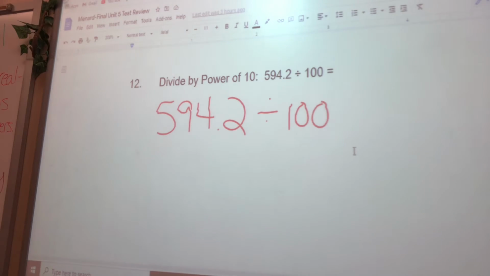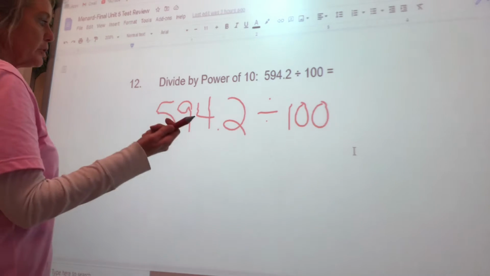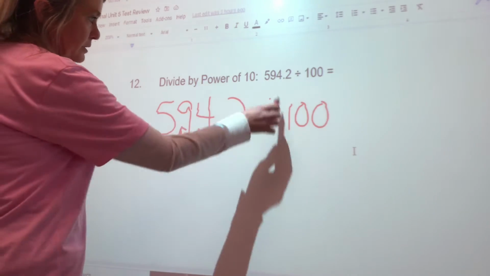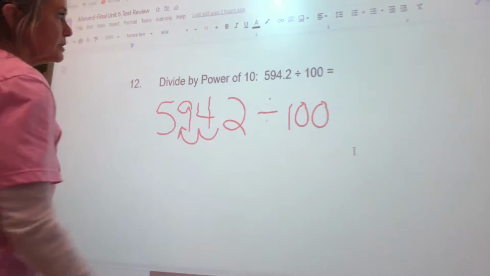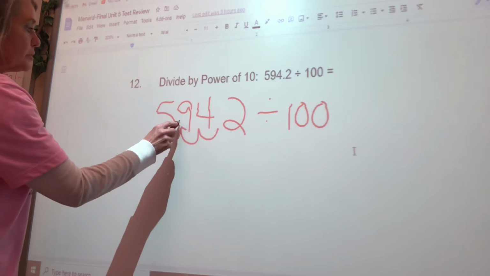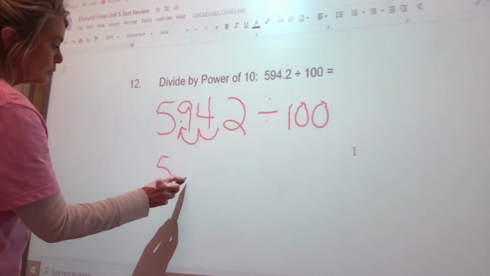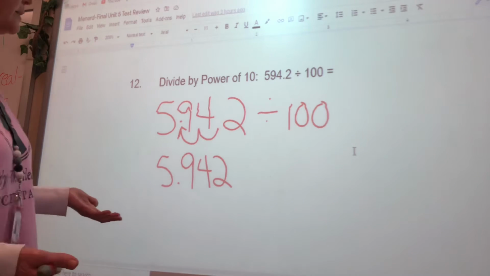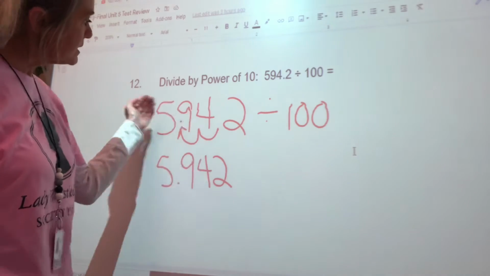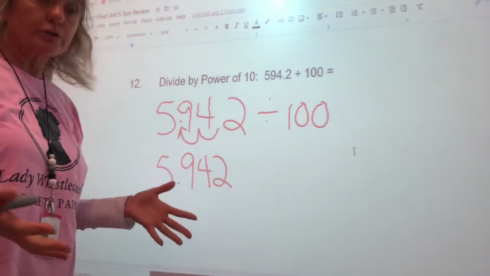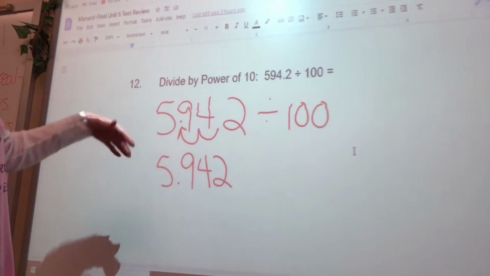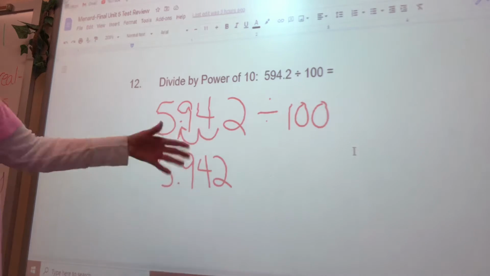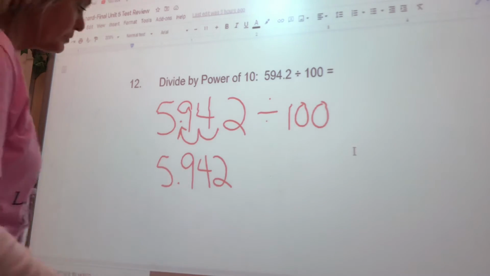Through modeling and the standard algorithm, we figured out that if you move the decimal place to the left when you're dividing, the same number of times as your multiple of 10, it will put the decimal in the right place. So 5 and 942 thousandths. And that makes sense. Again, if I had about 600 of something and I divided it by 100, then I'd have about 6 of it. So I had 500 and a little bit more, so I ended up with around 5 of it. So that makes sense.